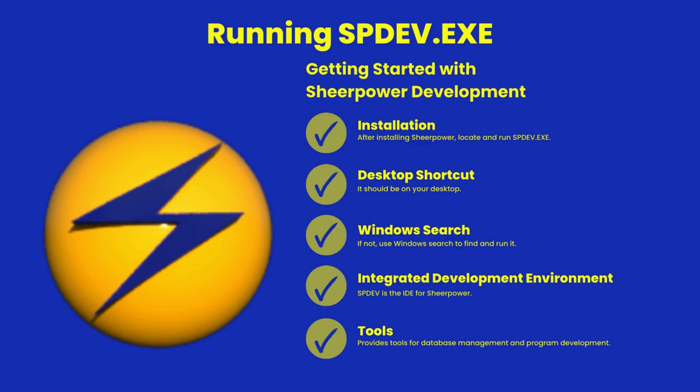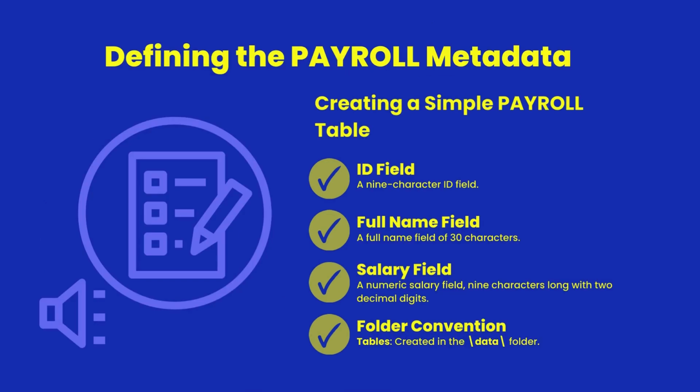After you have installed Sheerpower, you need to locate and run the SPDEV.EXE program. This executable should be available as a shortcut on your desktop. If you don't see it there, you can use Windows Search to find and run it. SPDEV is the integrated development environment for Sheerpower. It provides a comprehensive set of tools for both database management and program development, making it easier to create and manage your Sheerpower applications.